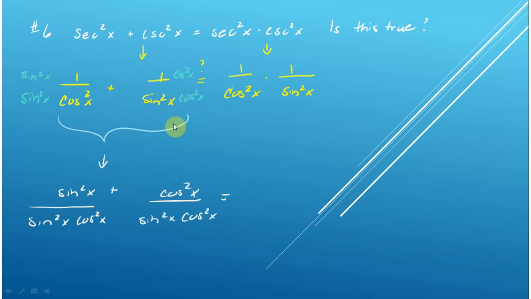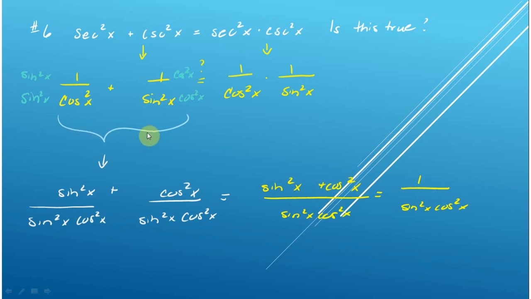Taking that and combining that gives me sine squared over sine squared times cosine squared plus cosine squared over sine squared times cosine squared. Now I'm ready to combine the fractions. So the numerator now gets put together. I get a sine squared plus cosine squared on top. And the bottom stays the same because that's what we do when we add fractions. The denominator stays the same. Now, sine squared plus cosine squared is the most famous identity. That's 1. So I can replace the numerator now with 1.